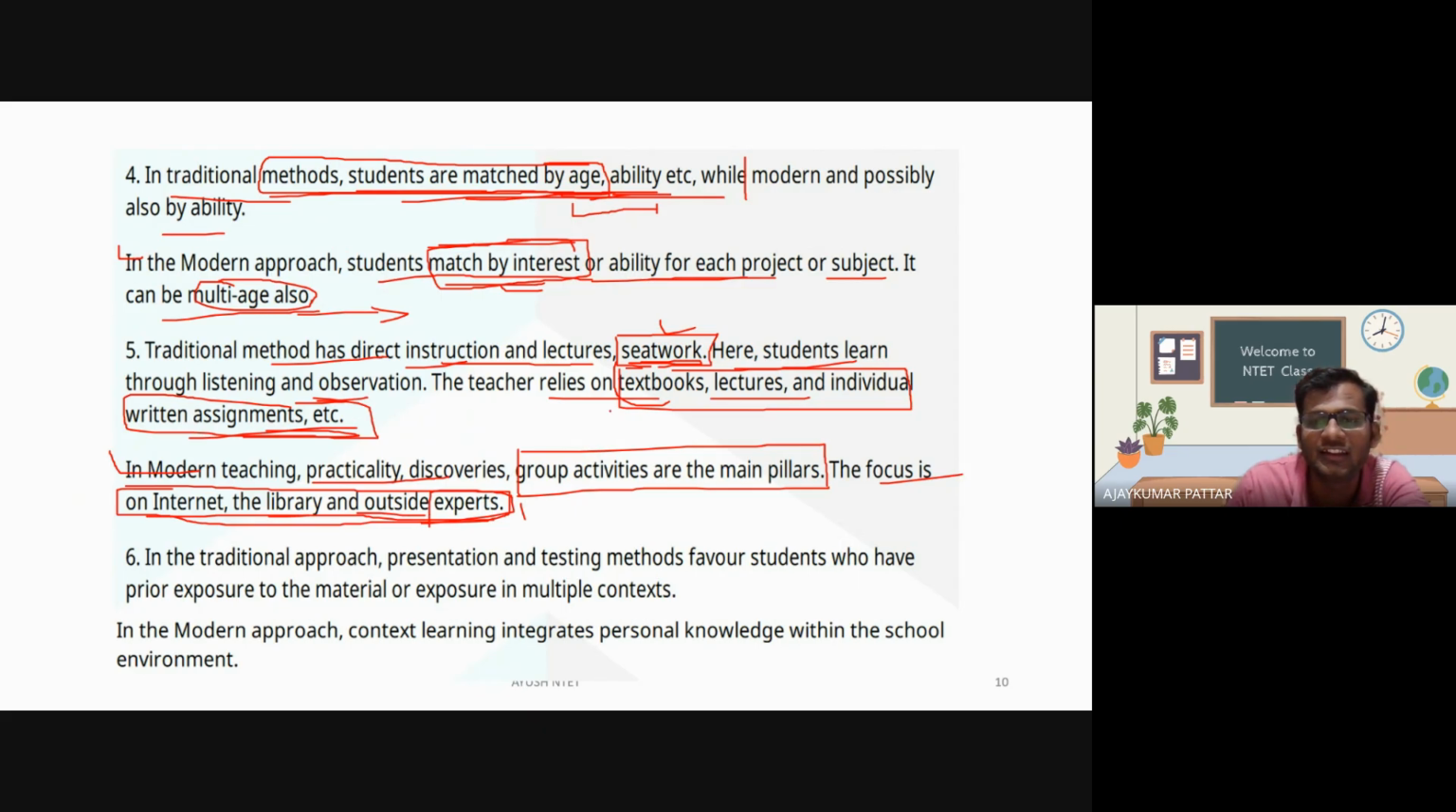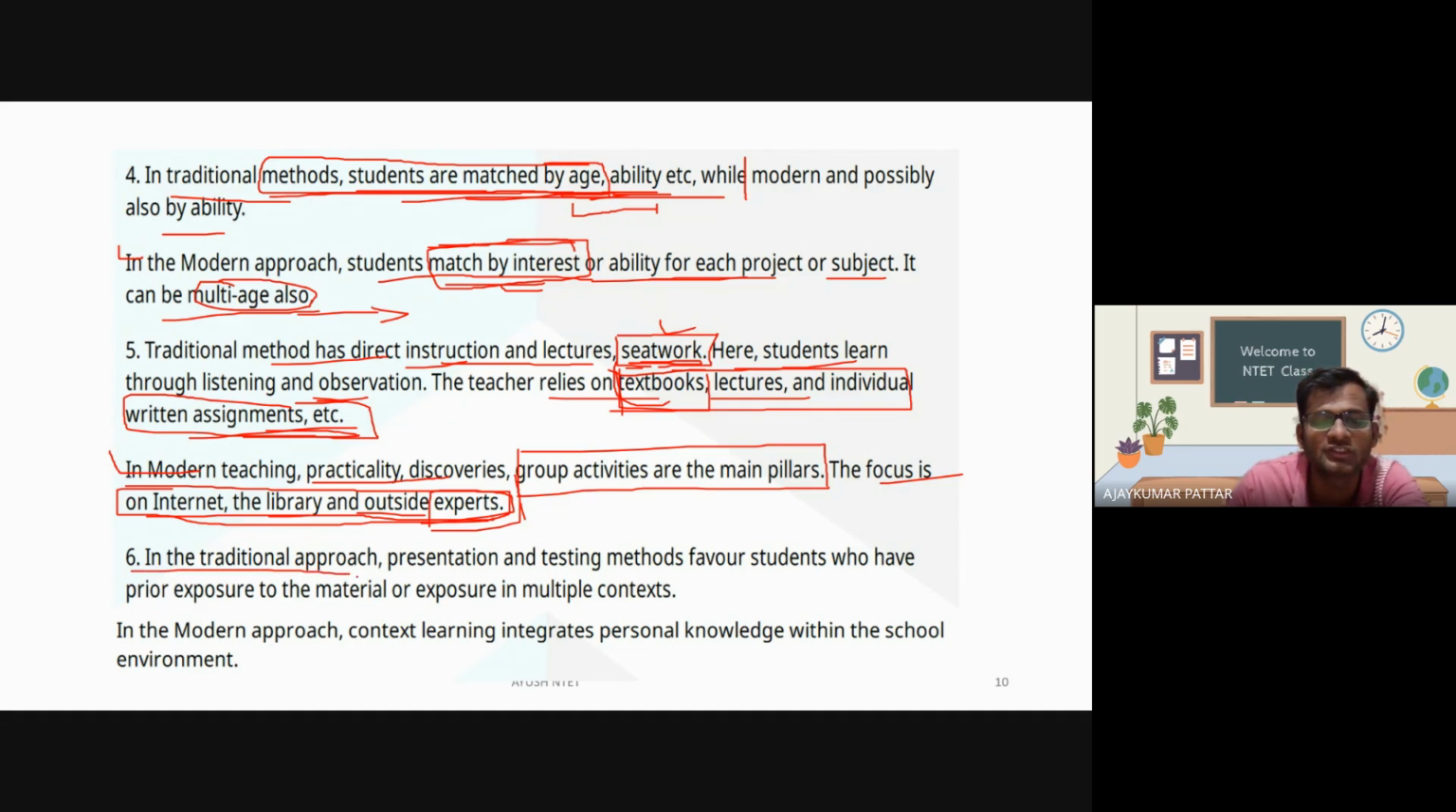Initially, the teacher himself was teaching everything. There was not that much provision or affordability for calling experts. But now in the modern method of teaching, we can call experts and get them to conduct the class and teach. That is the approach in modern teaching.